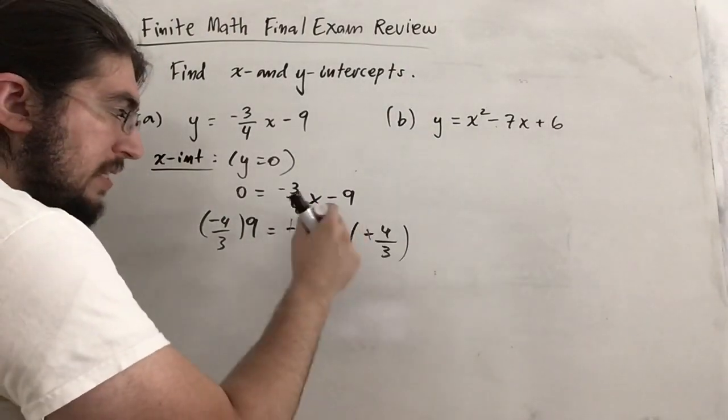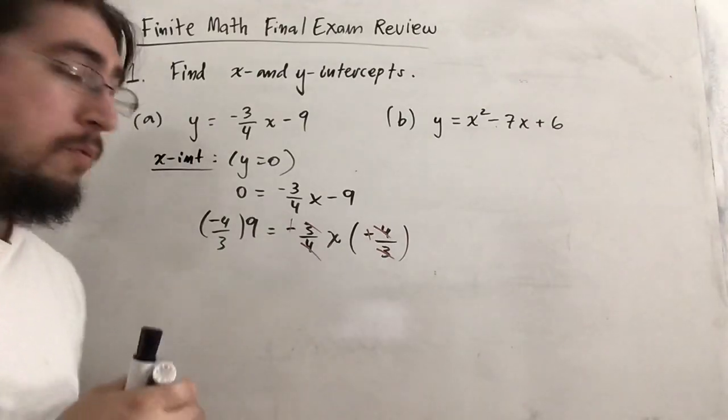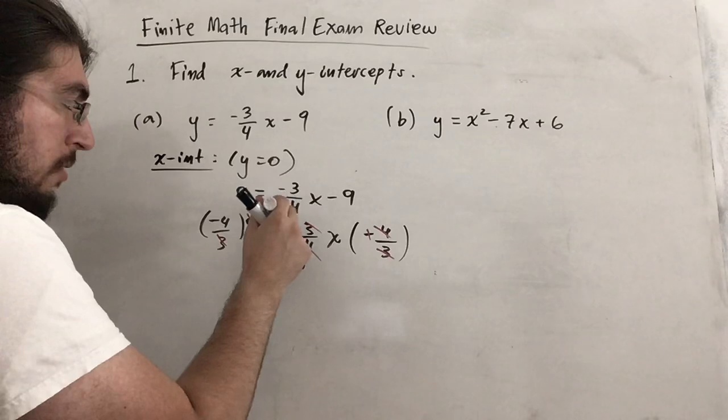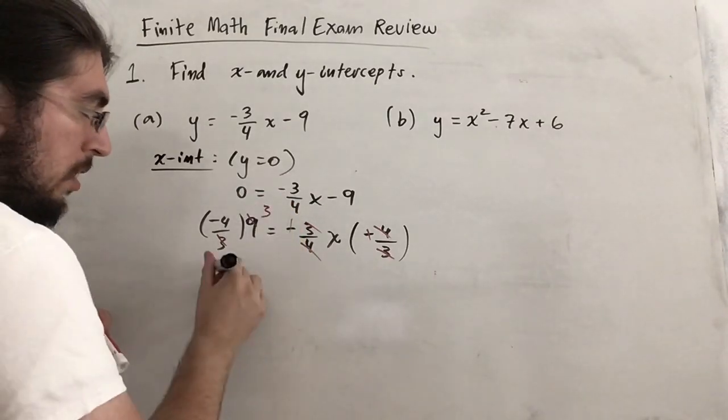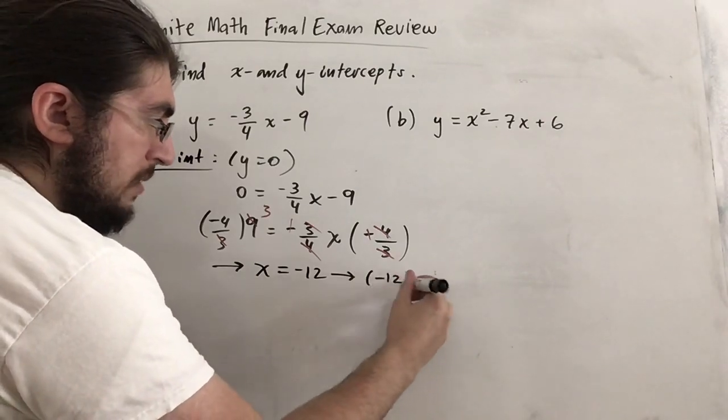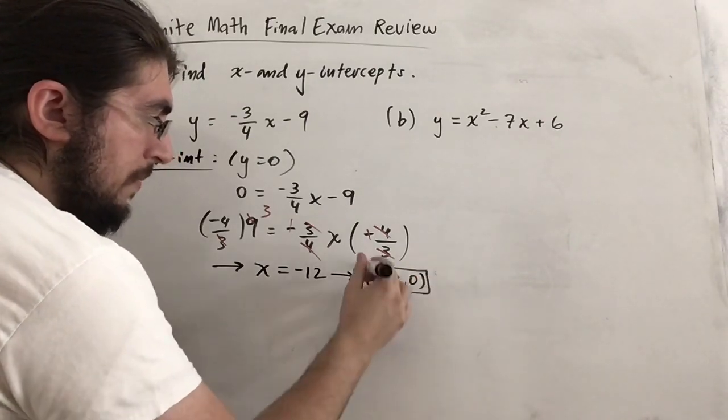And of course we have cancellation. Double negative is positive, 3's cancel, 4's cancel. That's the whole point of multiplying by the reciprocal. And here actually there's cancellation too. 3 goes into 9 3 times. So in total, x is equal to negative 12. So I'm going to write the point negative 12 comma 0 as our x-intercept.